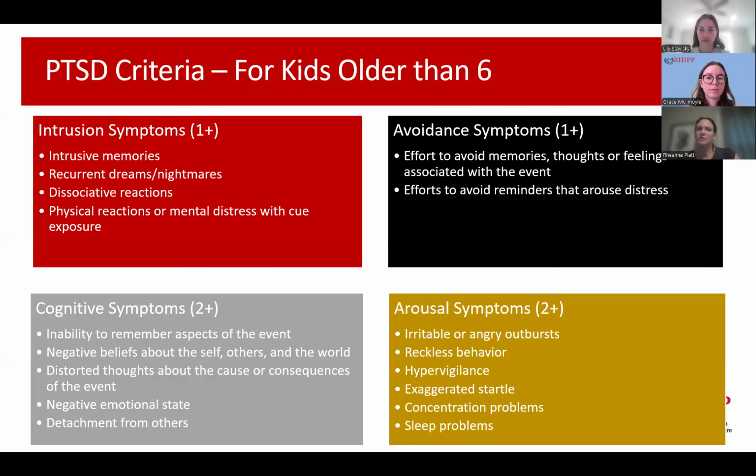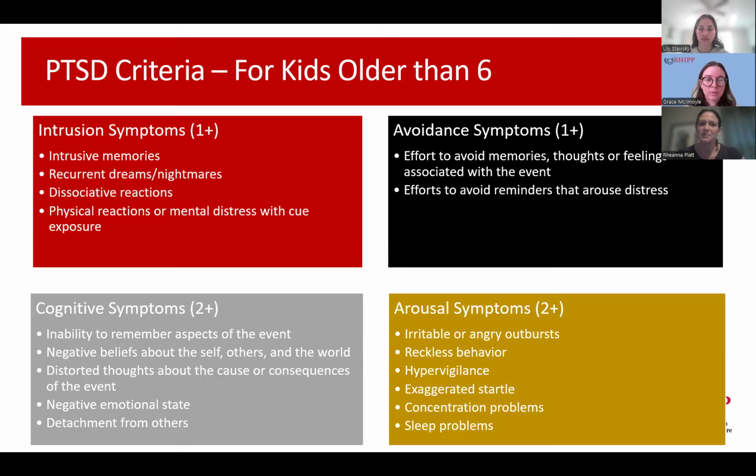So for children older than six, usually, and we'll go through this briefly, I want to make sure we have time for questions and that this is meeting folks' needs. They're characterized by symptoms in four different categories: intrusion, avoidance, cognitive, and arousal. Symptoms of intrusion would include intrusive memories, nightmares, dissociation, or even reactions with exposure to a cue, which is a sign or something that reminds them of the trauma.